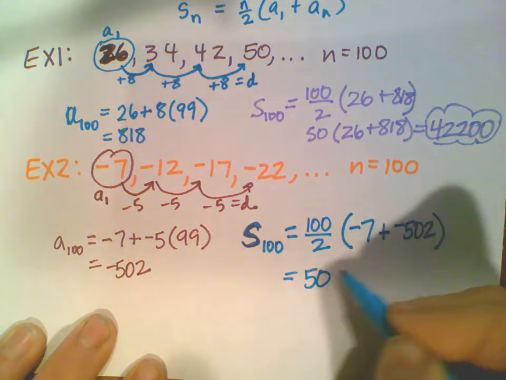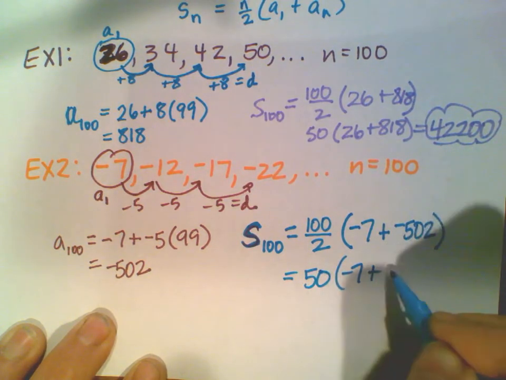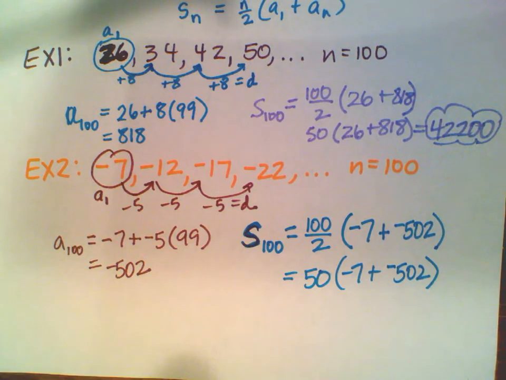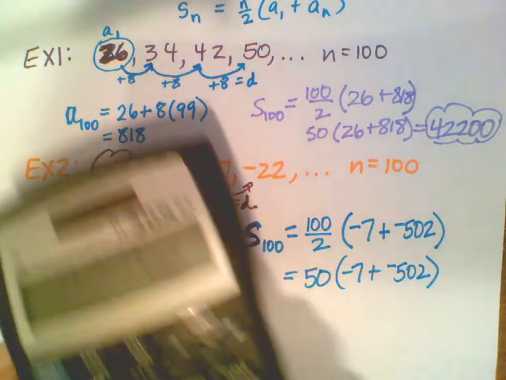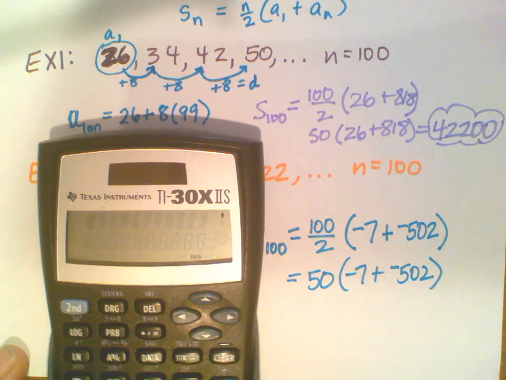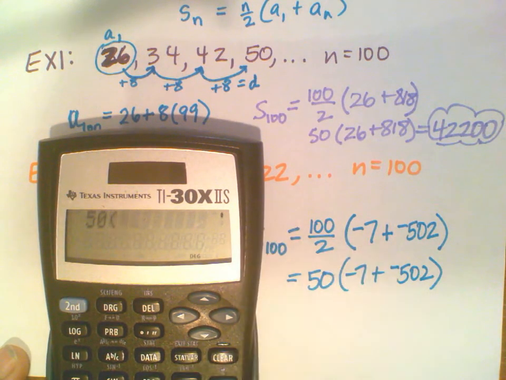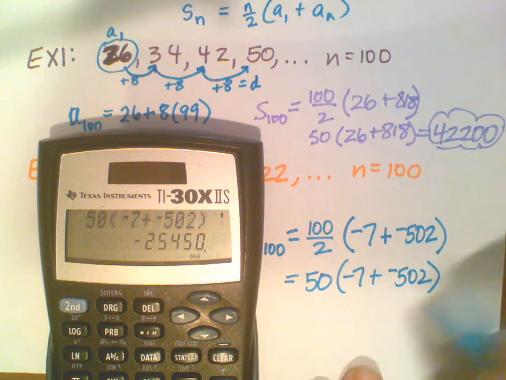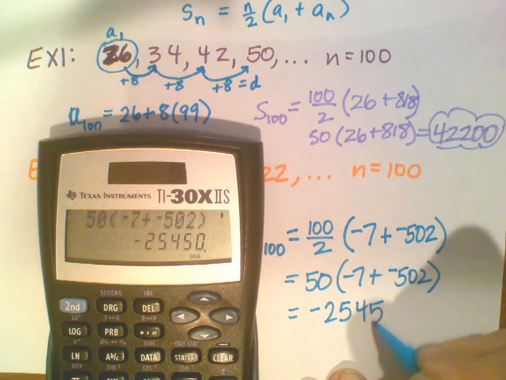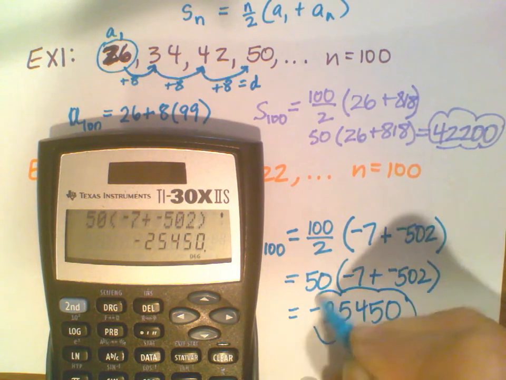So I'll go ahead and get my calculator. Some of you might change that to minus right away. Again, it really doesn't matter. I'm just using the calculator to calculate it, so as long as I plug it in right, it should be okay. So this is 50 times negative 7 plus negative 502, and I get negative 25,450. So this equals negative 25,450, and that's my final answer.